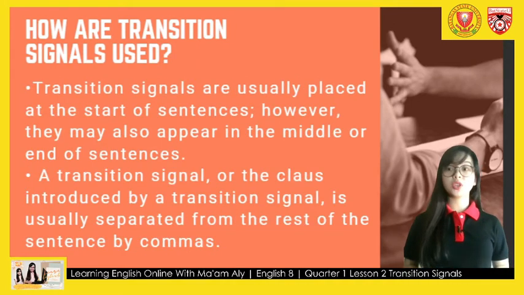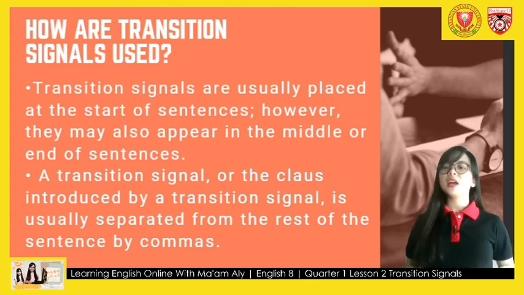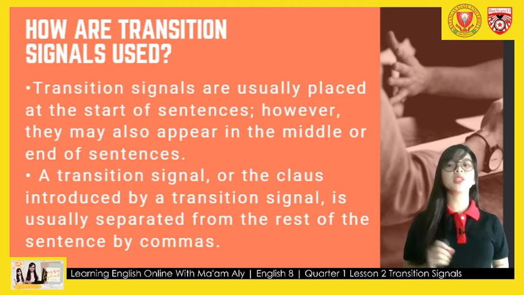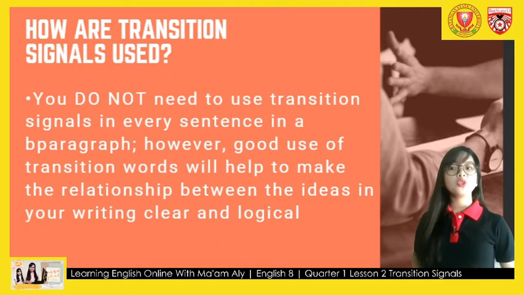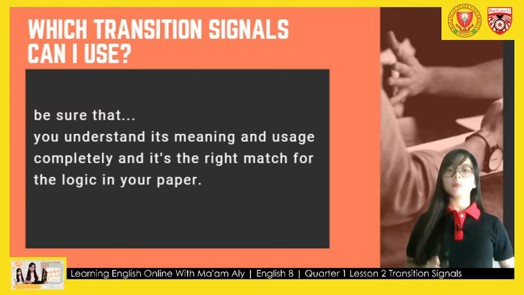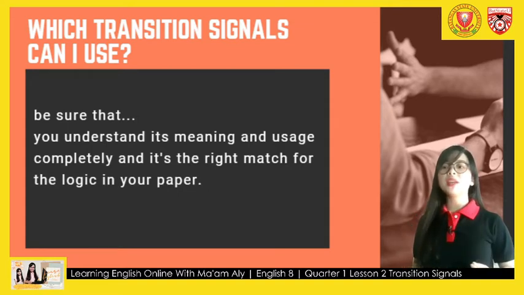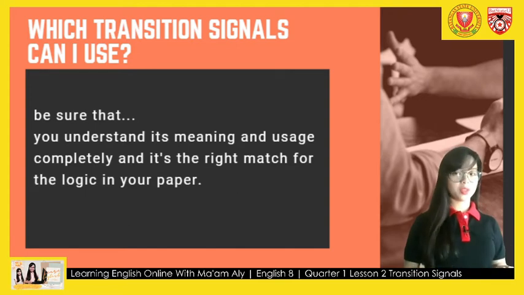How are transition signals used? Transition signals are usually placed at the start of sentences. However, they may also appear in the middle or end of the sentence. A transition signal or a clause introduced by a transition signal is usually separated from the rest of the sentence by commas. Remember, you do not need to use transition signals in every sentence in a paragraph. However, good use of transition words will help you to make the relationship between the ideas in your writing clear and logical. Which transition signals can you use? Before choosing a particular transition signal to use, be sure that you understand its meaning and usage completely and it's the right match for the logic in your paper.